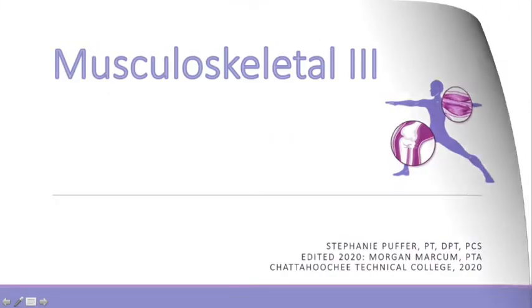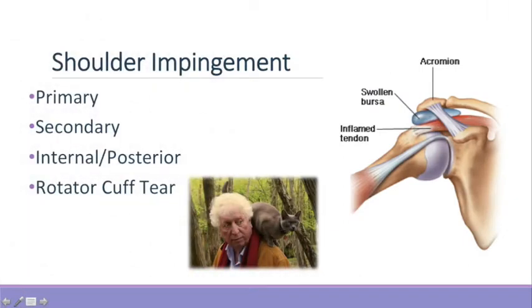Let's start with something nice and simple, shoulder impingement. Primary is when there is a mechanical narrowing of the space, versus secondary, which would be caused by repetitive overuse, trauma, and body mechanics. Internal posterior impingement is common with overhead throwing athletes. It occurs with 90 degrees abduction and full lateral rotation.